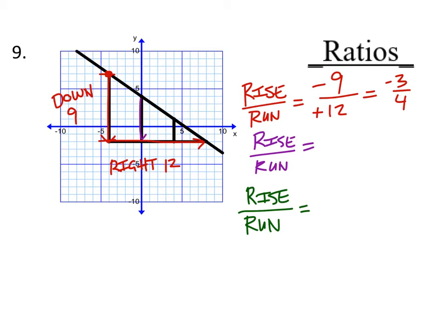So I got this one, still going down, and then to the right again. This one looks like it goes down 6 and then to the right 8. So down 6, that's a -6, and then to the right 8, that's a +8, which again would simplify to -3/4.